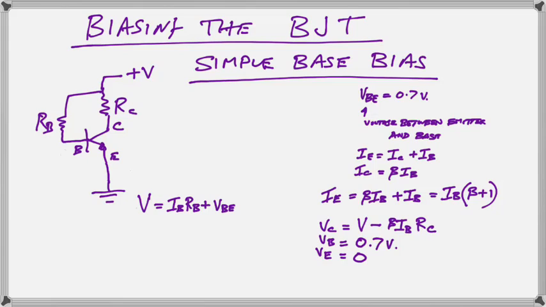Now, the voltage V is going to be the sum of 2 voltages, the sum of the voltage across here, the 0.7, plus the voltage across this resistor, which is, of course, the current flowing through it, IB, times the resistance, RB. That will give you the voltage across there, must add up with 0.7 to make the total voltage V.